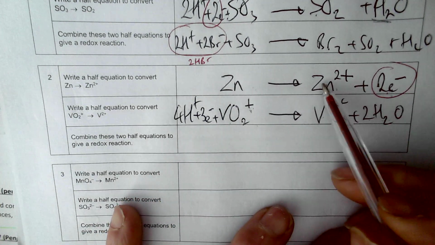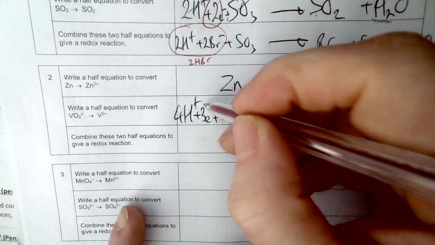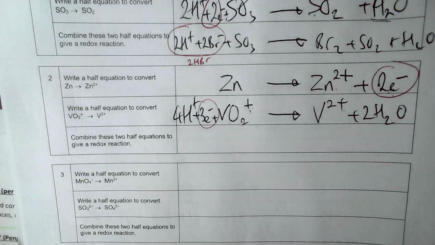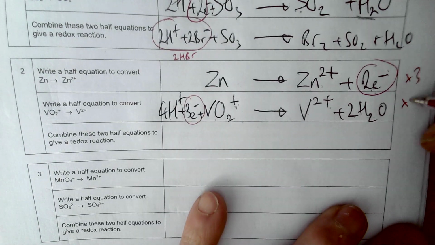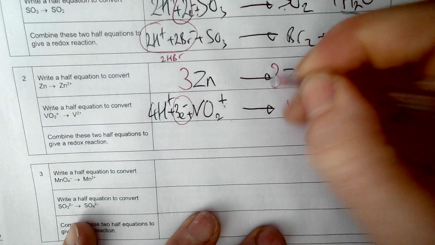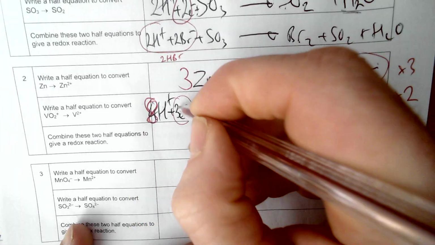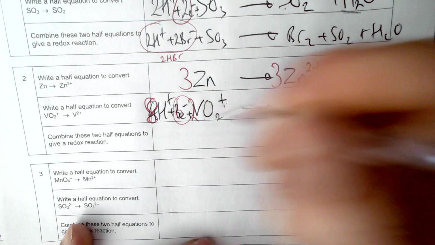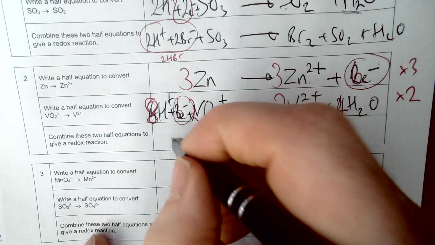If on one of the half equations the electrons are on the right hand side, being lost, they must be on the left hand side of the other half equation. I've got 2 electrons and 3 electrons. I'm going to times this one by 3, times this one by 2. I'm going to write the numbers over the top so I don't make any mistakes: 3, 3 and 6, 8, 6, 2, 2 and 4. Right, I'm going to combine these.